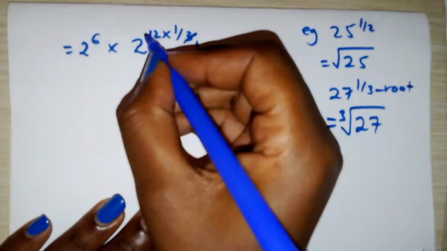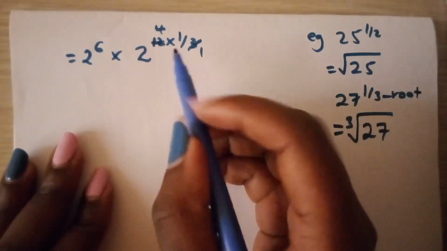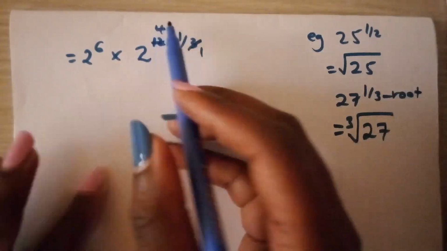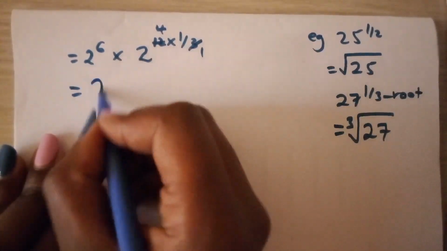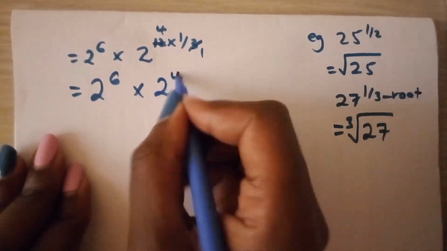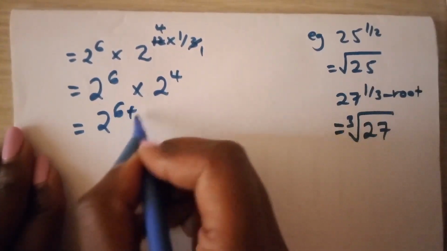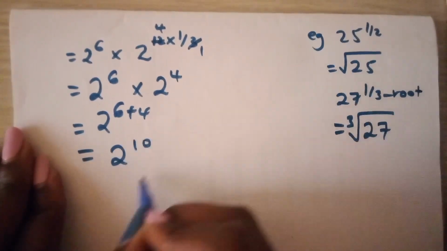So we cancel 3 divided by 3 is 1, and 12 divided by 3 is 4. So 2 power 6 times 2 power 4. Multiplication, we add them, so 6 plus 4 is 2 power 10.